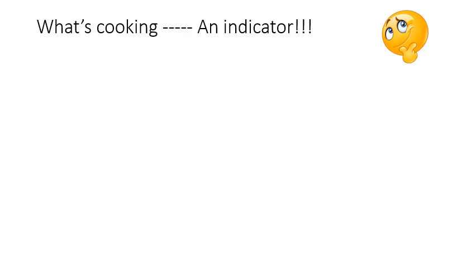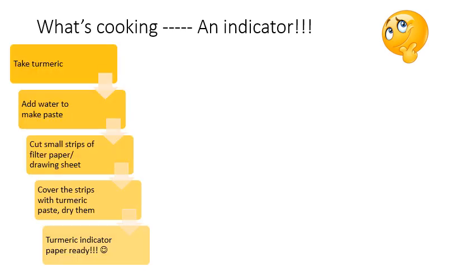Look what's cooking here. It's an indicator. Do you think it is easy to make a natural indicator? Yes, it is. Do you think you should try it out at your home? Yes, you should. But how to do it? Look at the steps. If you want to make a turmeric indicator, you take some turmeric and add a little bit of water to make a paste. A little bit of water to make a paste, not a solution.